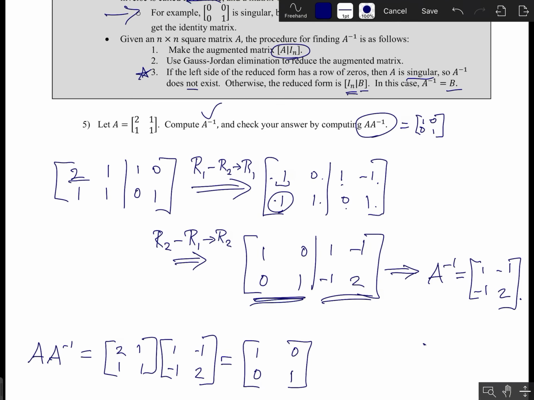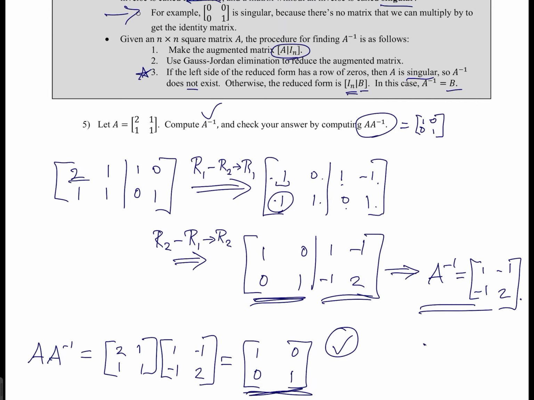And indeed, we did get back to the identity matrix like we wanted. So this gives us a way to check our answer. If you ever think you came up with an inverse to an original matrix, you can always check your answer pretty quickly by just computing the product of A times A inverse. That's supposed to get you back to the multiplicative identity, or the identity matrix. Okay. So that concludes that problem.